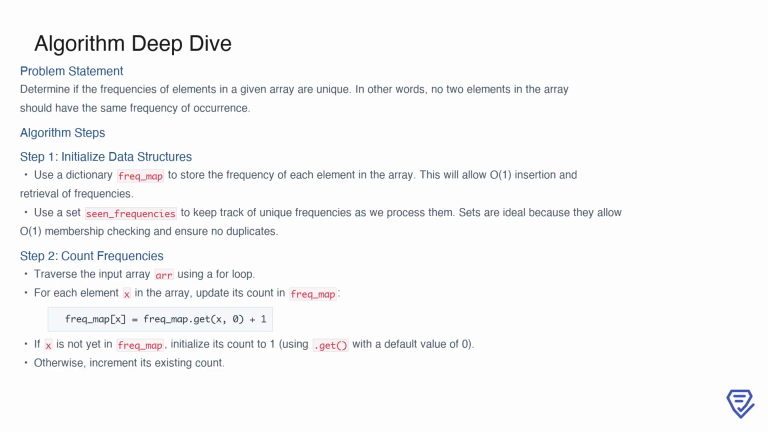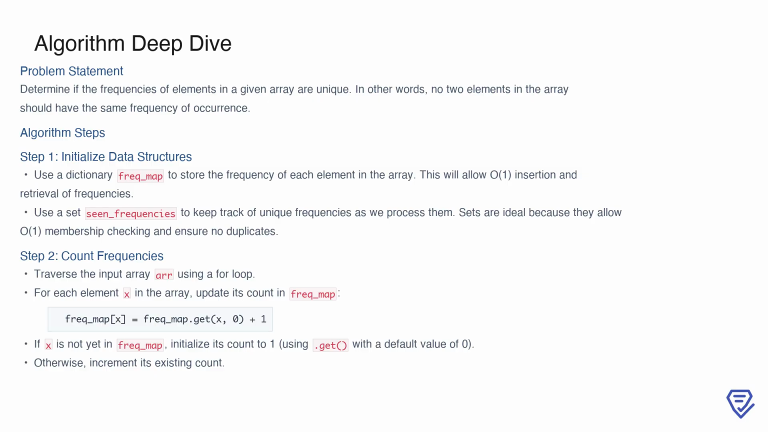First, we initialize two data structures, a dictionary called frequency_map to store the frequency of each element and a set called seen_frequencies to track the unique frequencies we encounter. A dictionary is ideal for this because it allows efficient O(1) insertion and retrieval of frequencies, while a set helps us enforce uniqueness efficiently.